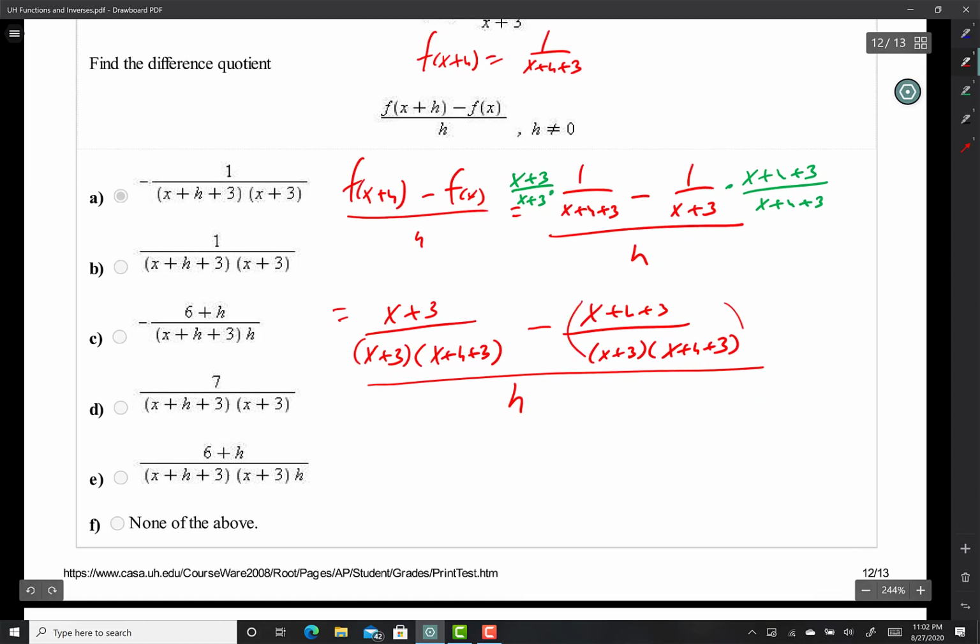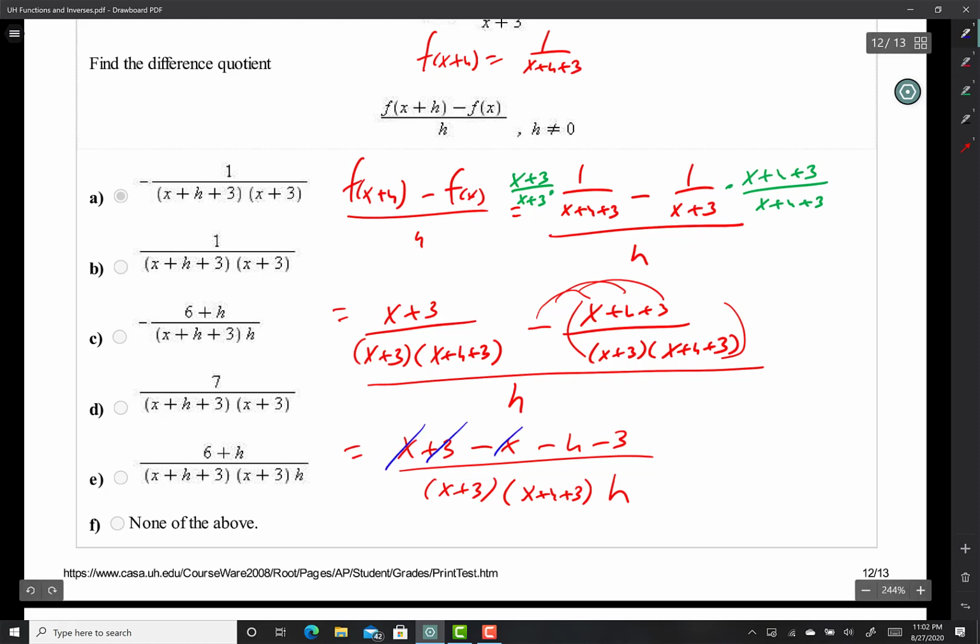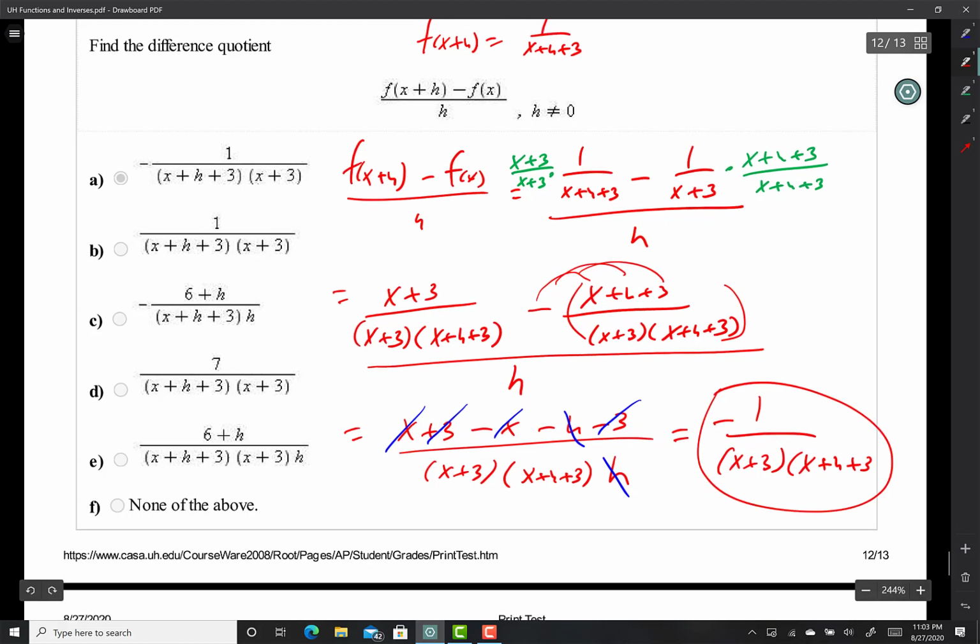So now the common denominators and the numerators are perfect. I'm going to distribute this negative here. So here we go. I'm going to write it in one line, guys. x plus 3 minus x minus h minus 3 all over (x plus 3)(x plus h plus 3). Put the h up there. So now I'm going to zero out where you can. x zeroes out, 3 zeroes out. And now that I've canceled everything, I can cancel one of these h's. And what do you have left? I have left negative 1 over (x plus 3)(x plus h plus 3). So there it is, guys.